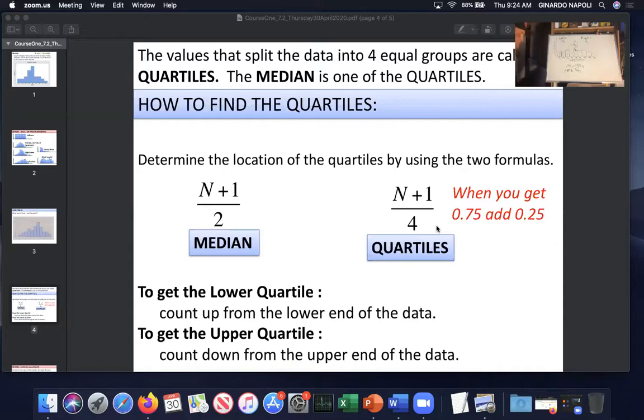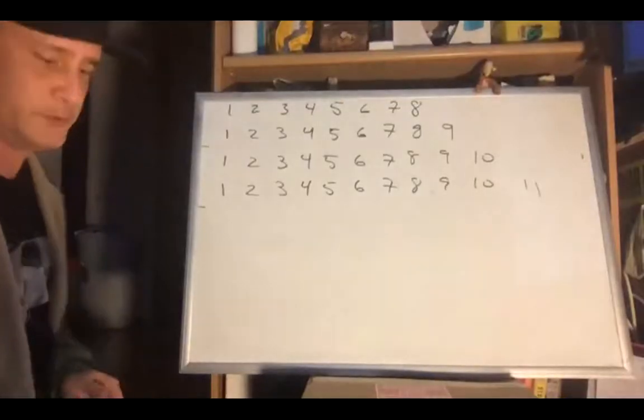All right, so now while you guys are looking at that, we're going to look at if we had 8 numbers, if we had 9 numbers, if we had 10 numbers, and if we had 11 numbers. Now, if we're going to do this, we don't have to be mathematical. We could just do this visually.